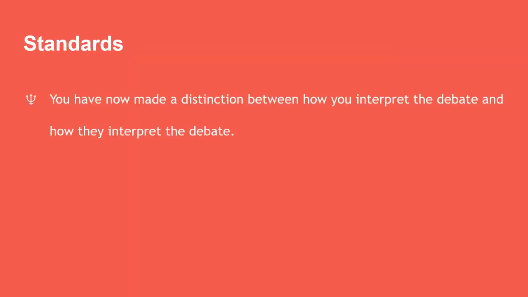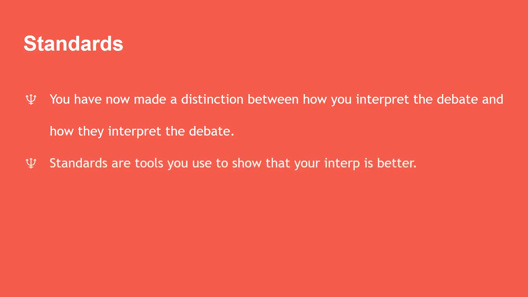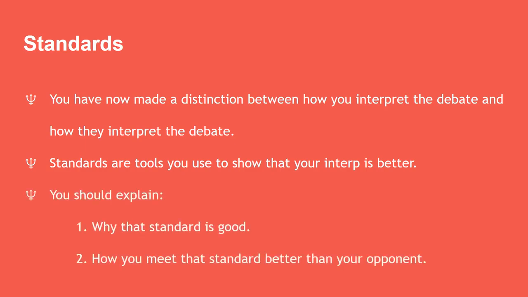Next is the standard. So now that you've made the distinction between these two things, you want to talk about why yours is better. And standards are the tools you use to do that. So when you read a standard, you really want to be doing two things. You want to explain why your standard is good and how you meet that standard better than your opponent.